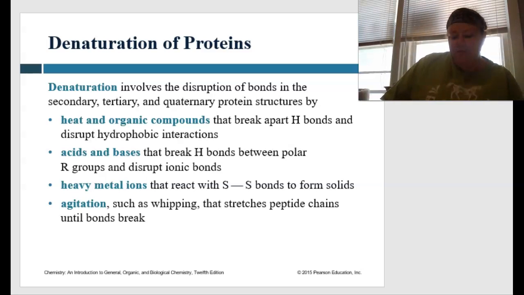Okay, so we have a nicely folded protein now. We talked about primary, secondary, tertiary, and quaternary structures. So what happens when we have to denature those proteins? Denaturing is a fancy word for unraveling.